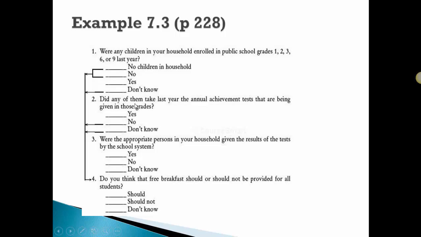And they get to question 2. So these are people with children in those grades. Did any of those last year take the annual achievement tests? If they said yes, they're going to continue to question 3. If they said no or don't know, they're going to go to question 4. Now again, on an internet survey, this can be done seamlessly because we have conditional, what we call branching, options based on the answer to the question, and then it would automatically, if they said no here, take them down to this question without them even knowing that there were other questions on the survey.